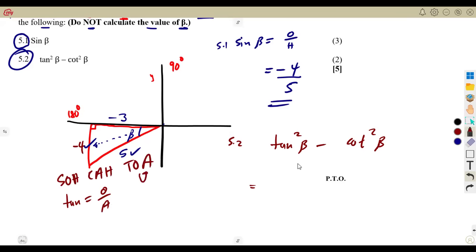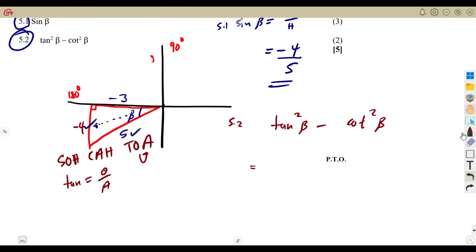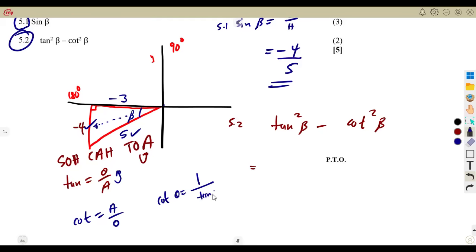But for cot, we can use the opposite now. Remember, cot is 1 over tan. So if cot is 1 over tan, it is the opposite of this, so it will be adjacent over the opposite. Remember, cot theta is 1 over tan of theta. So if you want cot theta, it will be adjacent over opposite.